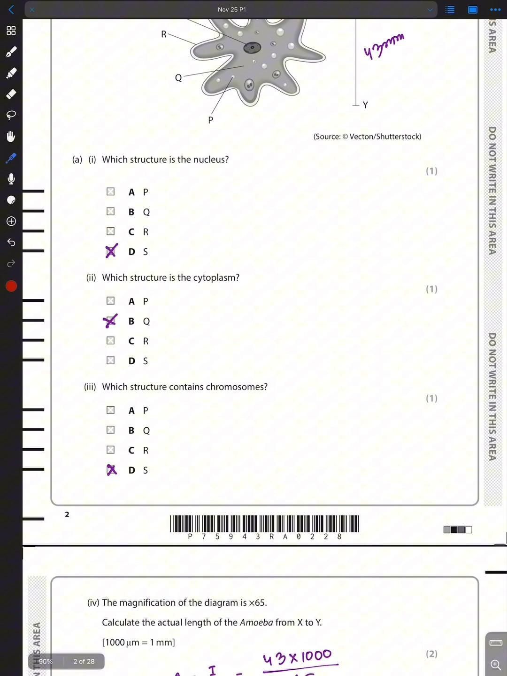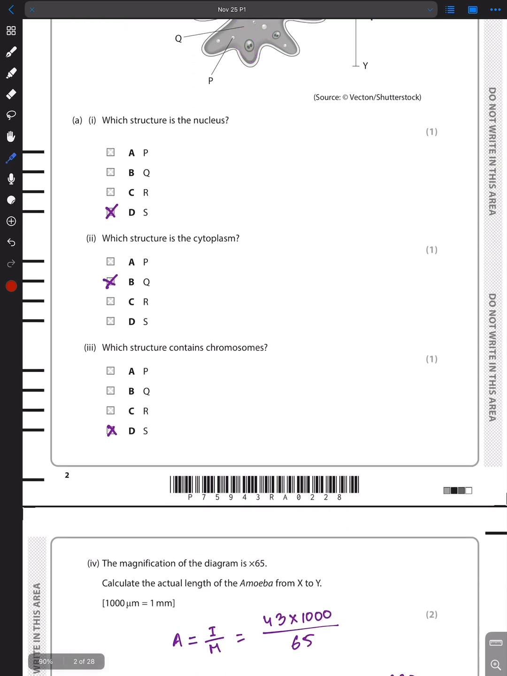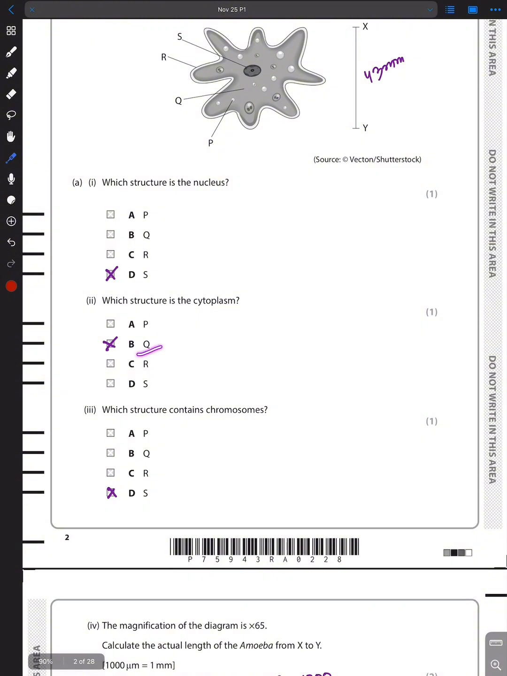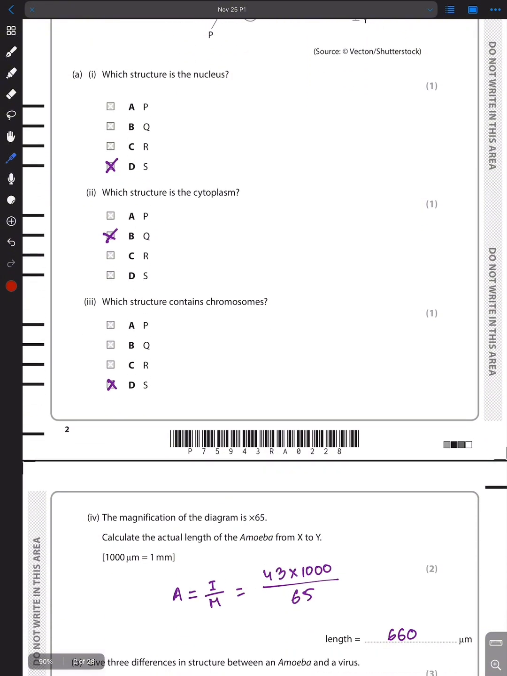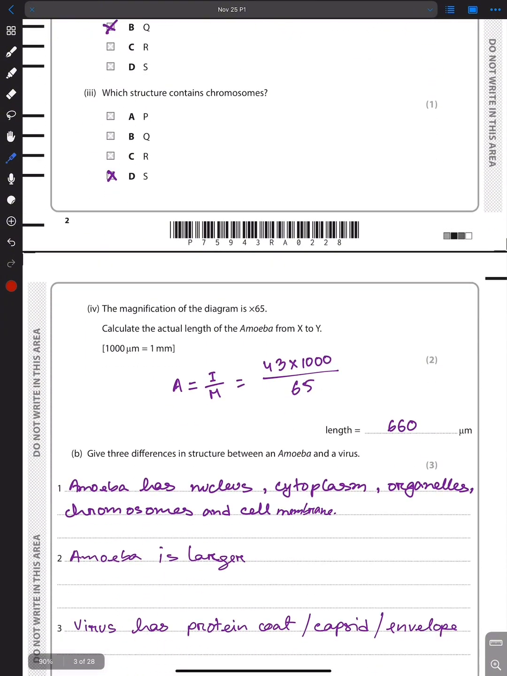Which structure is the cytoplasm? Cytoplasm is the jelly-like structure. It will be in a lighter shade and this is our cytoplasm. So the correct answer will be Q. Which structure contains chromosomes? The nucleus always contains genetic information or material like DNA and chromosomes. So the correct answer will be D.